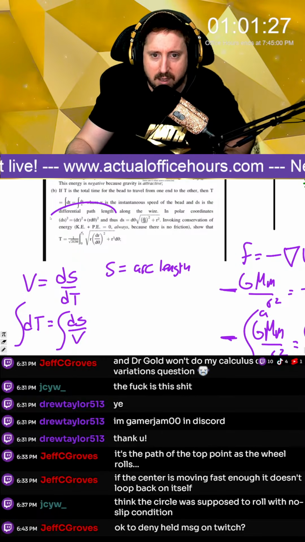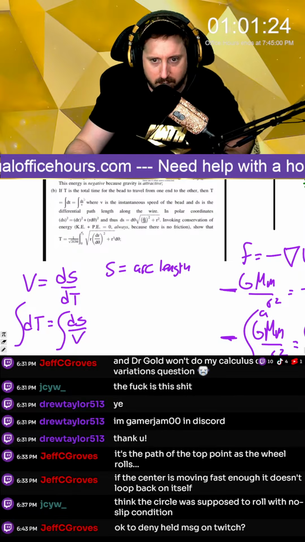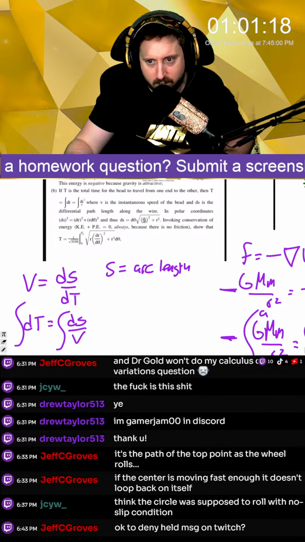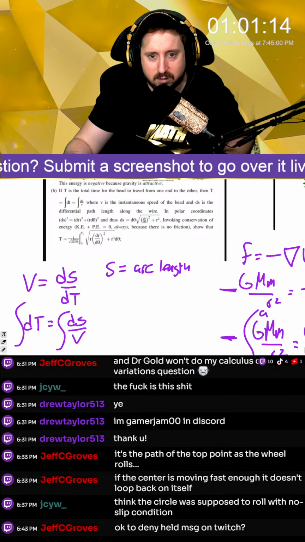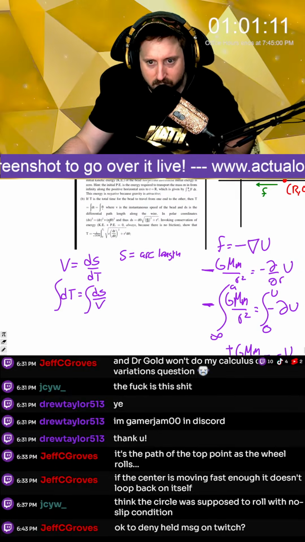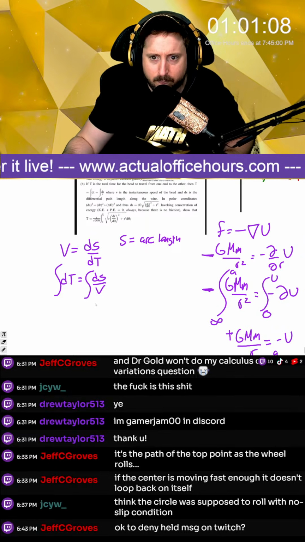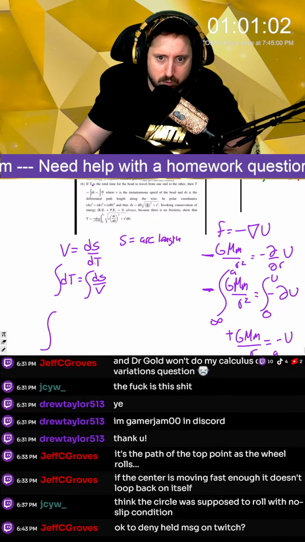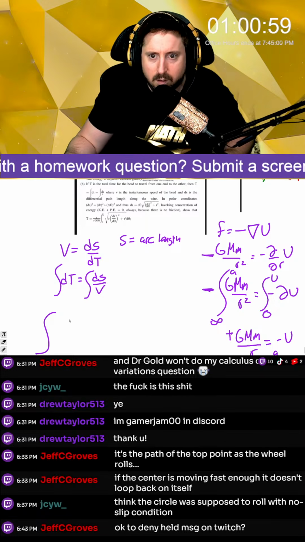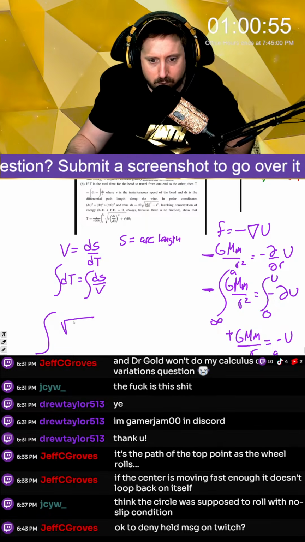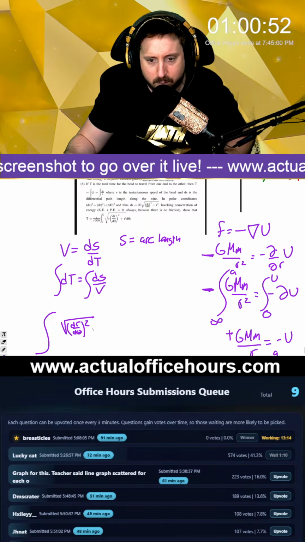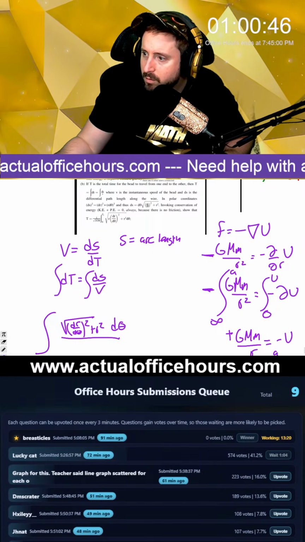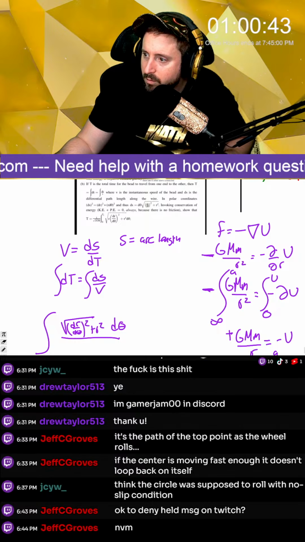In polar coordinates, ds, the arc length, is the square root of dr squared plus r d theta squared. Invoking conservation of energy always, because there's no friction, show that t is equal to this huge mess. So you just have to integrate. Right, because this integral of dt will just be t, but then I need to integrate ds, which is the square root of dr squared plus r squared d theta squared, all over v. And v is ds/dt, I think.